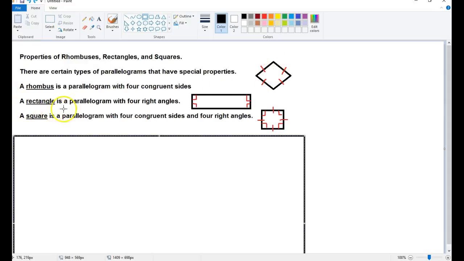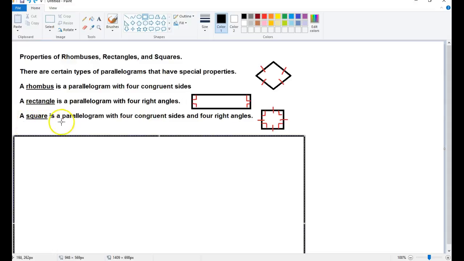A rectangle is a parallelogram with four right angles. Here, here, all these are right angles. Notice how it doesn't say anything about the sides being congruent, because parallelograms automatically have opposite sides being congruent, so we don't have to say that again.